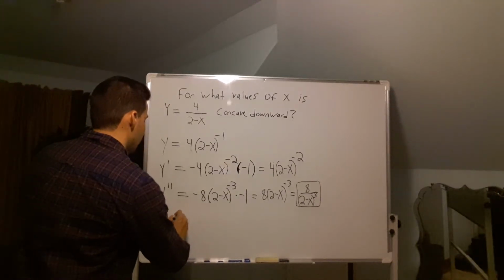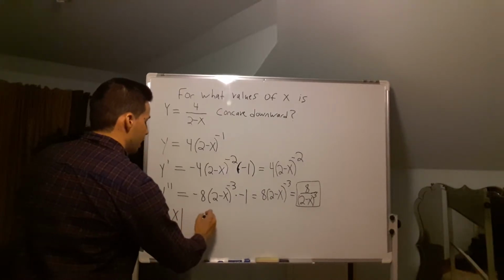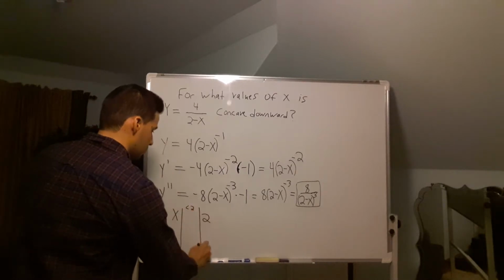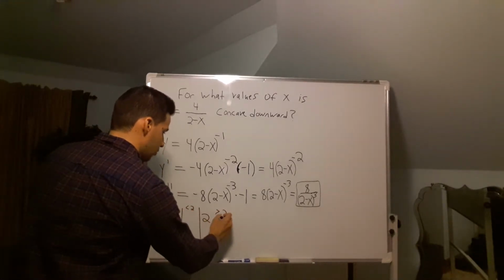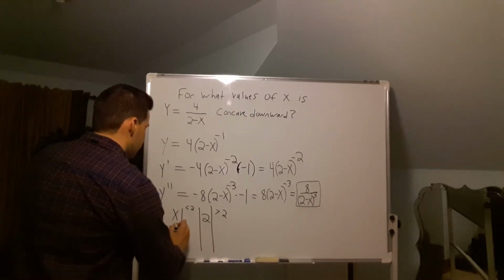Okay, so let's take values of x. Okay, so we have when x equals 2. Okay, here is when x is less than 2. And we're going to have when x is greater than 2. Let's look at y double prime.